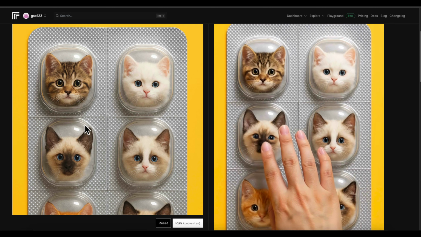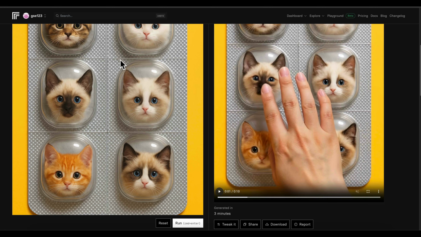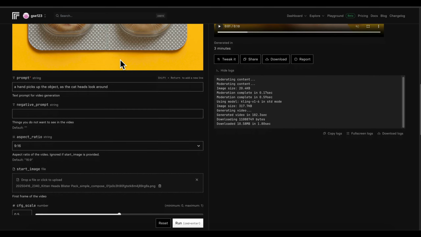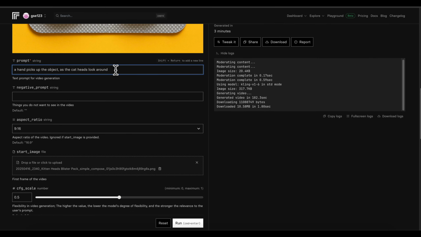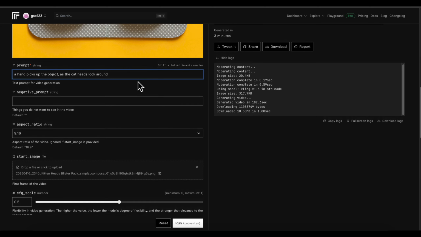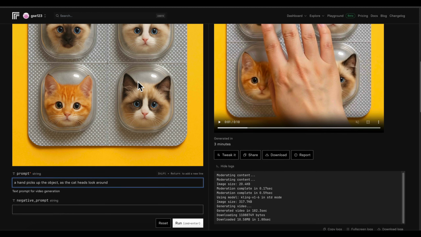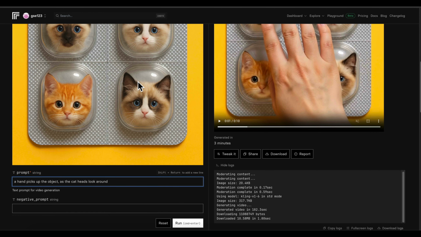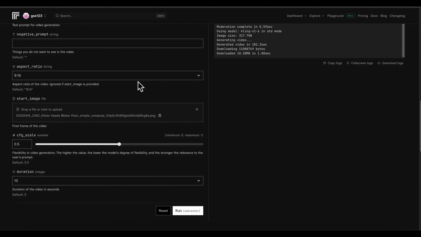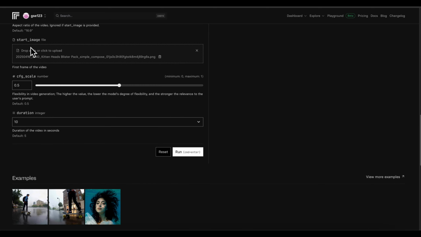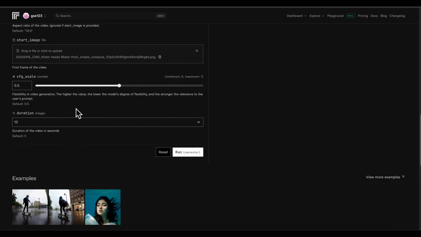So as you can see, my image reference on the left here was the image I just created in Sora. And the prompt I did was actually not what ended up working. So the prompt I did was a hand picks up the object as the cat heads look around. My initial idea was that a hand would come in and pick up the pack and sort of be inspecting it. And then I just left the typical default settings and put duration to 10.